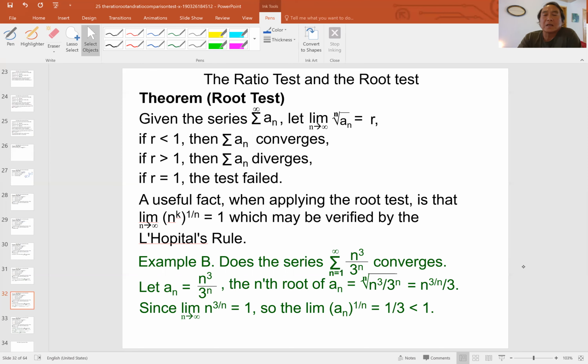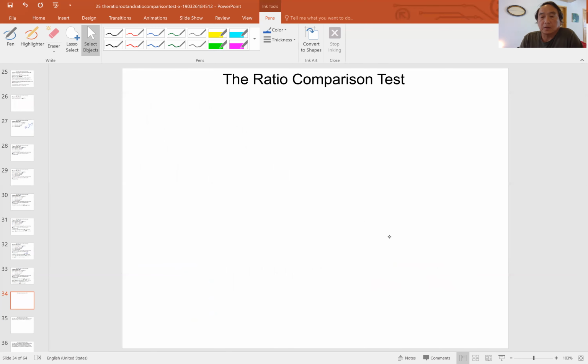In other words, this series is really, the top n cubed is so insignificant that in some sense there's really no difference from summing 1 over 3 to the n. In this sense, it's related. It's almost geometric, if you like, because the top part is really insignificant compared to the bottom part. And this converges, because the root is less than 1.